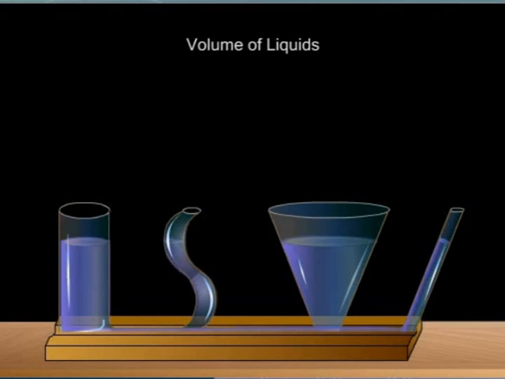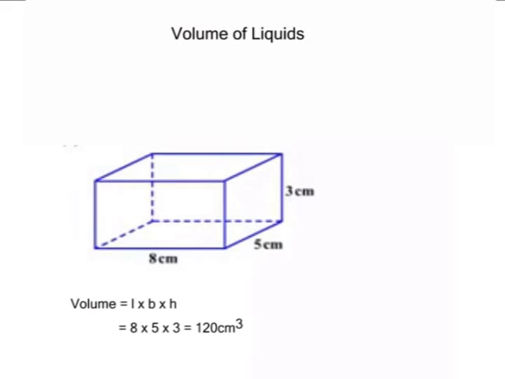If you take, for example, this cuboid whose volume we've just calculated, suppose we fill a liquid in this container. The volume of that liquid will be equal to the volume of this container, that is 120 cubic centimeters.